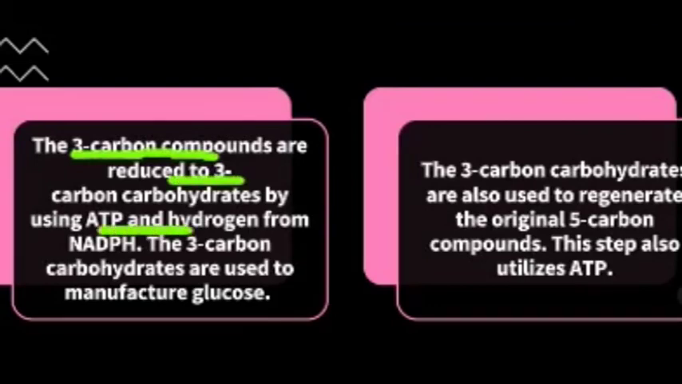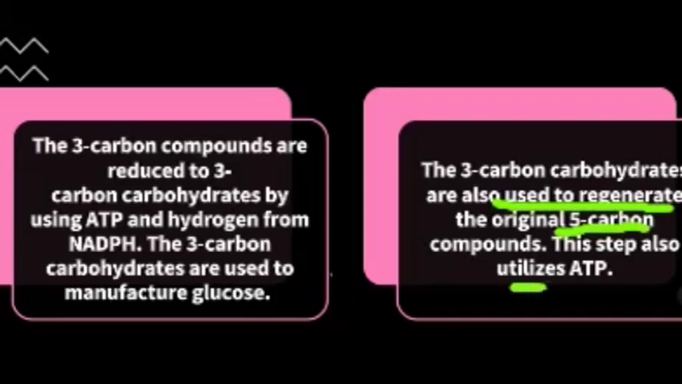Reduced means reduction and reduction means the gain of electrons. It means it gains 1 hydrogen from NADPH by reduction, and the NADPH molecule gets oxidized and converted to NADP positive in its oxidized form. The 3 carbon carbohydrates are used to manufacture glucose. Glucose is that particular food that a plant prepares during photosynthesis. Number 3, the 3 carbon carbohydrates are also used to regenerate the original 5 carbon compounds. This step also utilizes ATP.